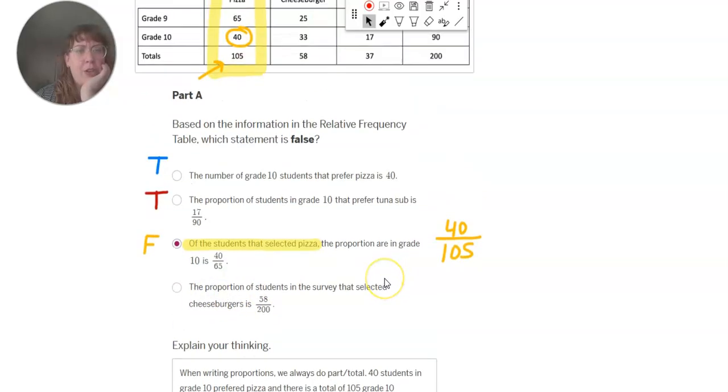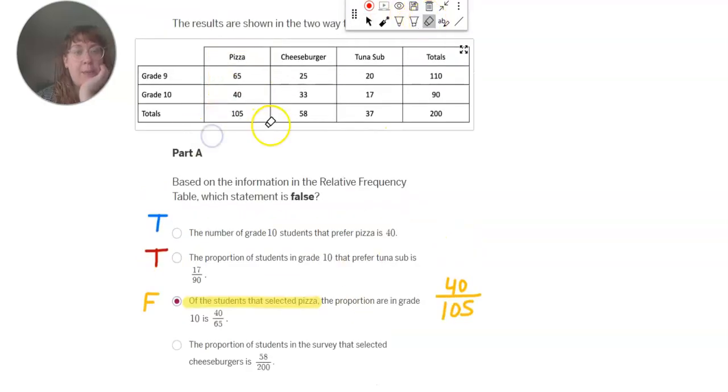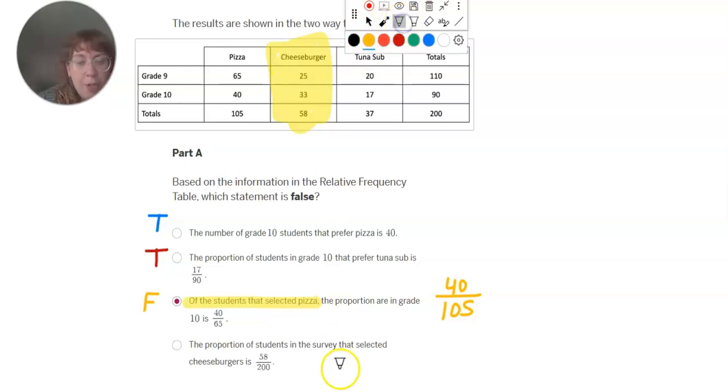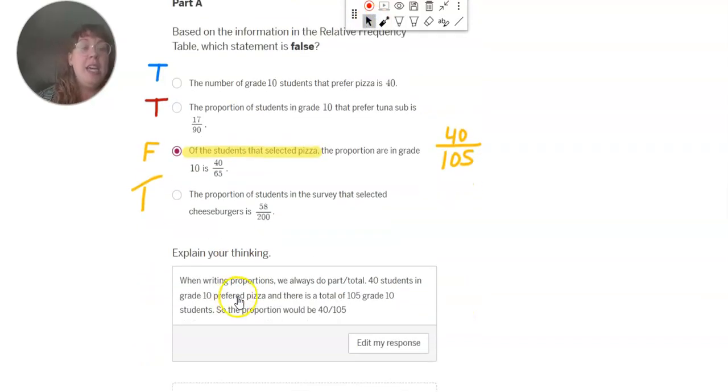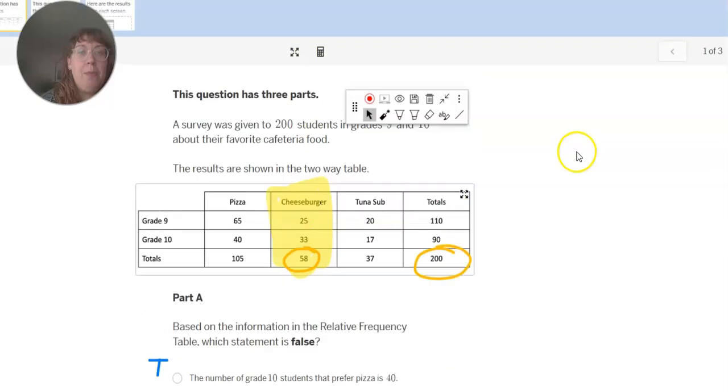Let's look at the last one just to show you how that one's true. The proportion of students in the survey that selected cheeseburgers is 58 over 200. So we did get 58 students who wanted cheeseburgers in total out of the total 200 students. So that is true as well. So C is our false. And then you want to explain your thinking using your own words on why it's not 40 out of 65. Once you have part A complete, you can push ahead to part B.